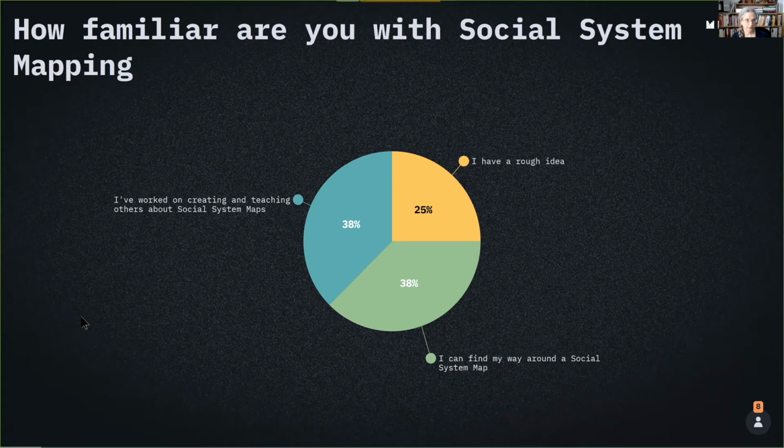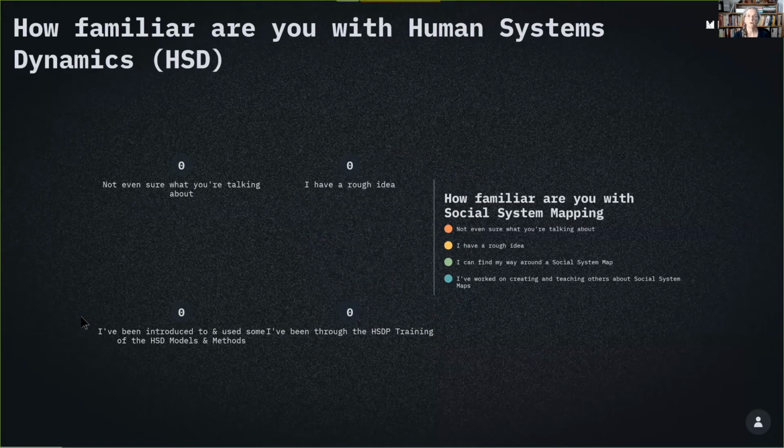And this one is about how familiar you are with human systems dynamics, because what we're talking about today is applying the lens of human systems dynamics to social system mapping. These are two different fields that we're bringing together in this context, and it's helpful to know people's experience.